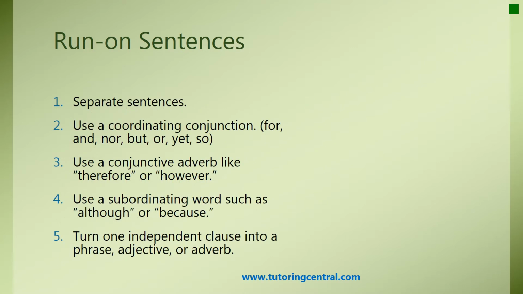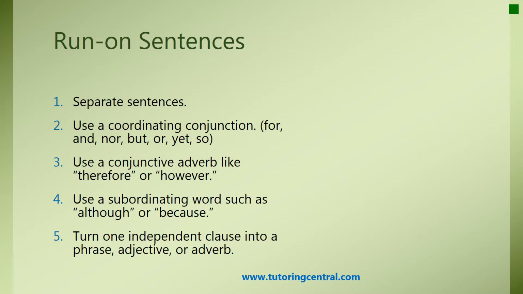Let's review some of the methods that you can use to correct run-on sentences when you're proofreading your writing. And remember, you should always proofread your writing. You could just use separate sentences. So you can just put in end punctuation, usually periods and capitals, and separate your sentences or your independent clauses. You could use a coordinating conjunction. Just remember that if you're joining two independent clauses, to use a comma when you use the coordinating conjunction, and I've listed them there.